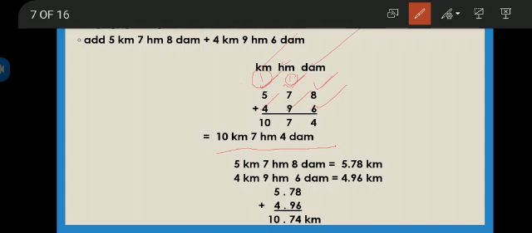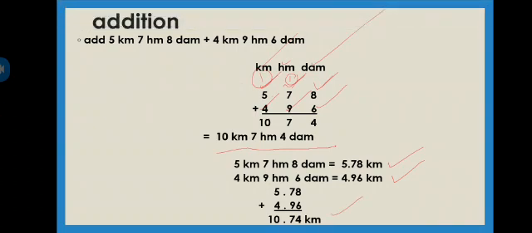Also you can do this addition by converting the measures into kilometer. So 5 kilometer, 7 hectometer, 8 decameter is equal to 5.78 kilometer. And 4 kilometer, 9 hectometer, 6 decameter is equal to 4.96 kilometer. Now we can add these two and get the result 10.74 kilometer.